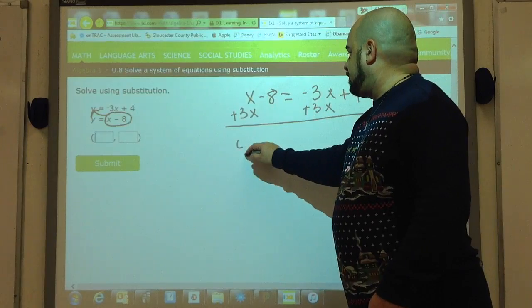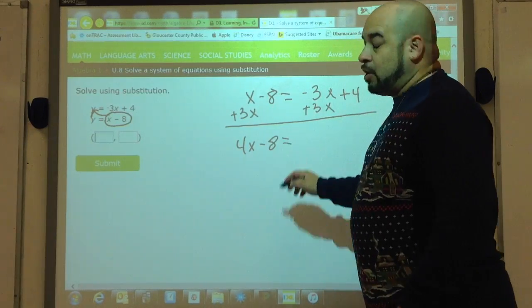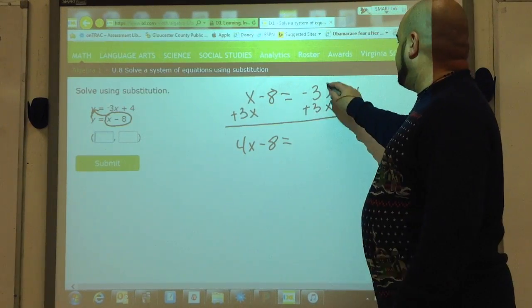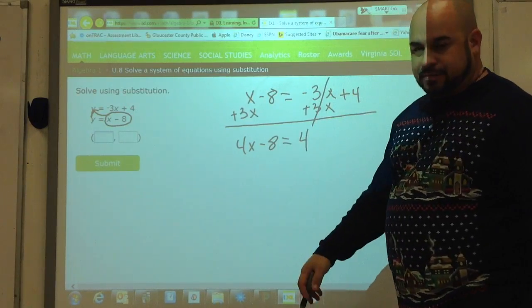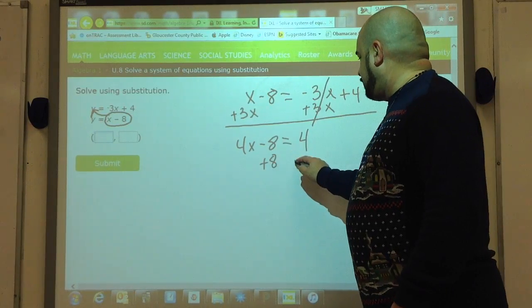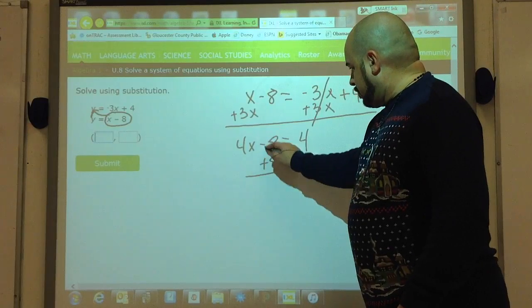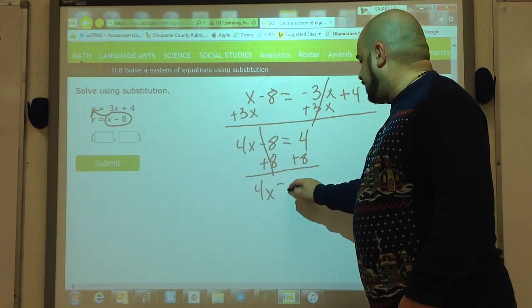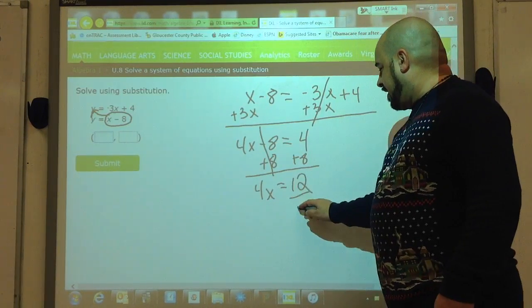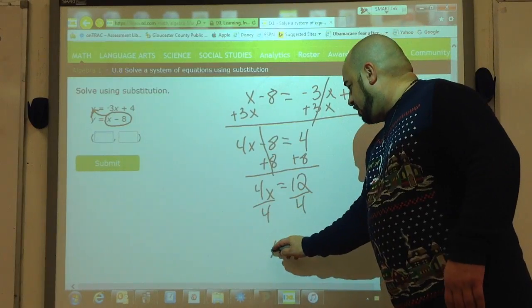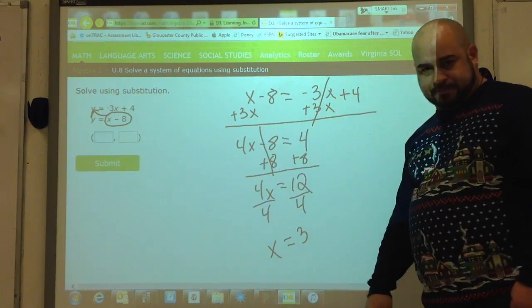I have 4x minus 8. I hope you're writing this down. And then this crosses out, and I have 4 here. Now I'm going to add 8 to both sides. Cross that out. I have 4x equals 12. I divide by 4. And so my x is 3.